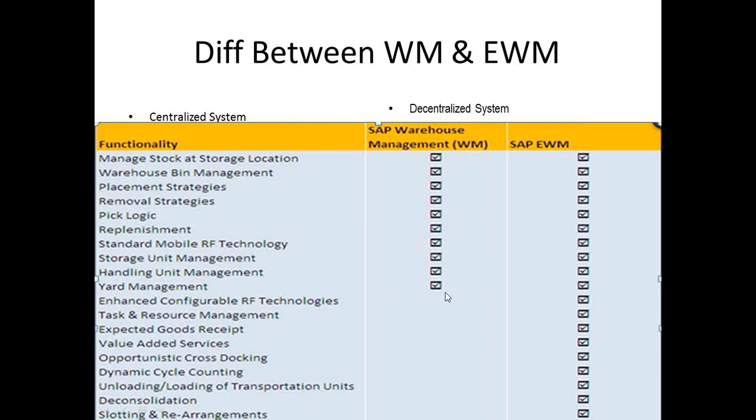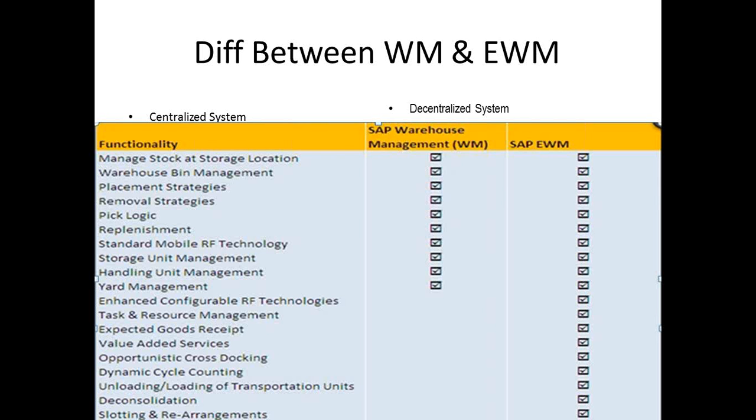And one more topic is enhanced configurable RF technology. See, WM is not compatible with the RF functionality. Hope you know what RF functionality is. RF functionality is a mobile device functionality. In a real warehouse, the warehouse person won't always carry his system while doing the picking and packing process. He will carry one mobile device to do the picking and packing. This mobile device is called RF technology. This RF technology is not compatible with the WM module.